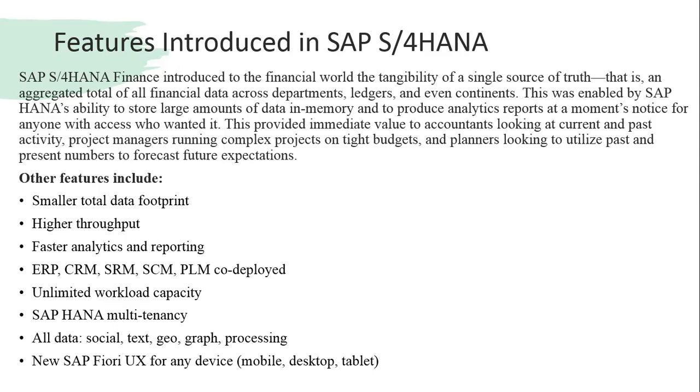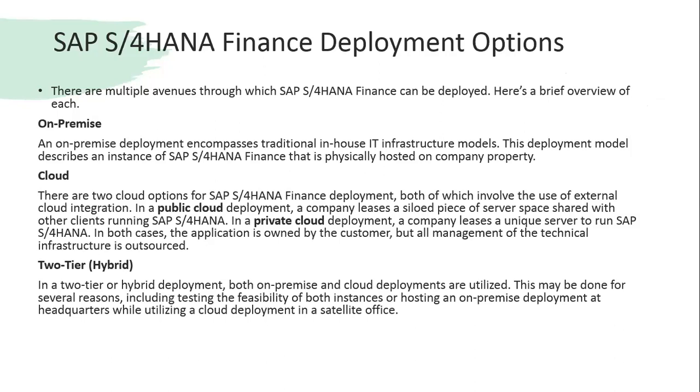complex projects on tight schedules, and of course, to planners looking to utilize the past and present numbers to forecast future expectations. These have been some of the very important changes that have happened within the SAP S/4HANA Finance space. Now, other features include smaller total data footprint, higher throughput, faster analysis and reporting. This came most basically because of the compatibility views, which resulted in the relegation of index and aggregate tables. Unlimited workload capacity, multi-tenancy, and a very beautiful Fiori user experience.